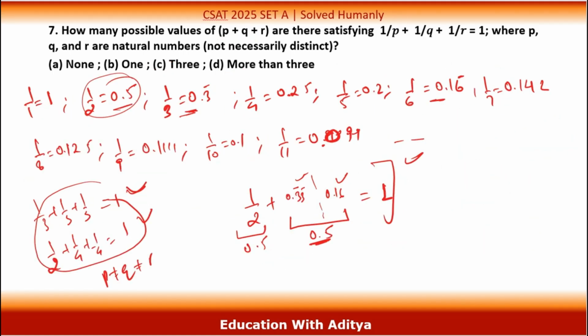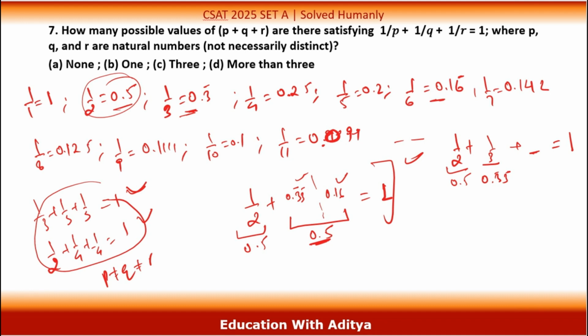Now I say that there are more solutions like this. So 1 by 2 I've already consumed, like 0.5 I've already consumed. With 1 by 3 I've already consumed 0.33. Is there any other number which can satisfy? I add to this and that equals 1.